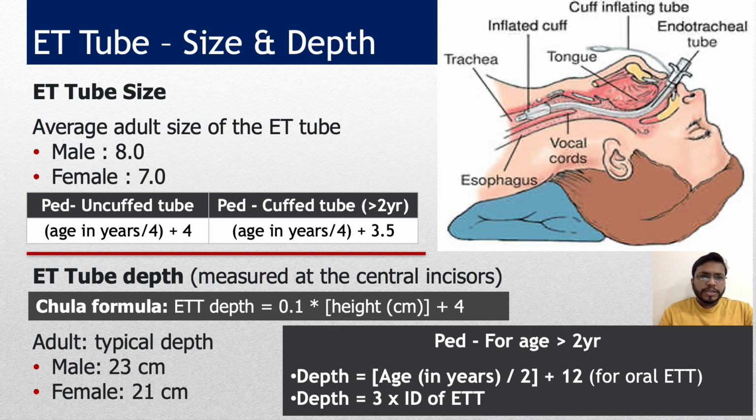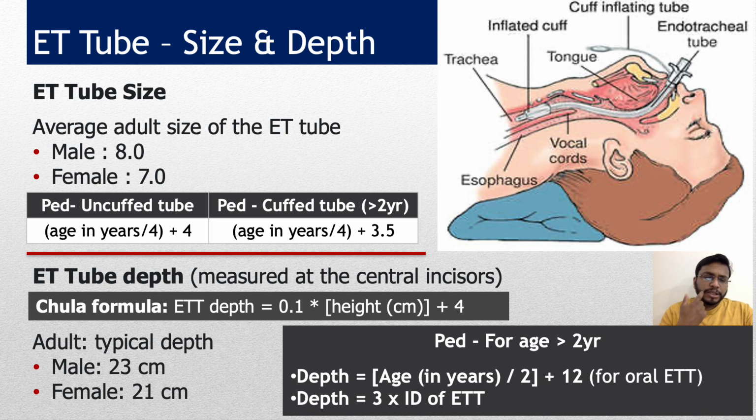The commonly used ET tube size for an average adult male is 8, and for a female it is 7. For pediatric, if it is uncuffed, the calculation is age in years divided by 4 plus 4. If it is a cuffed pediatric tube, which you commonly use for children more than 2 years old, it's age in years divided by 4 plus 3.5. When it comes to the depth of the tube, it is usually measured from the central incisors.